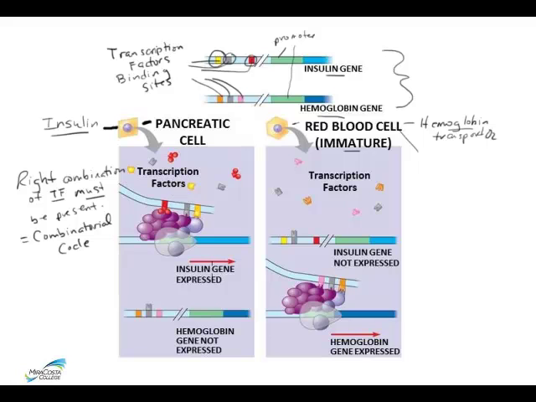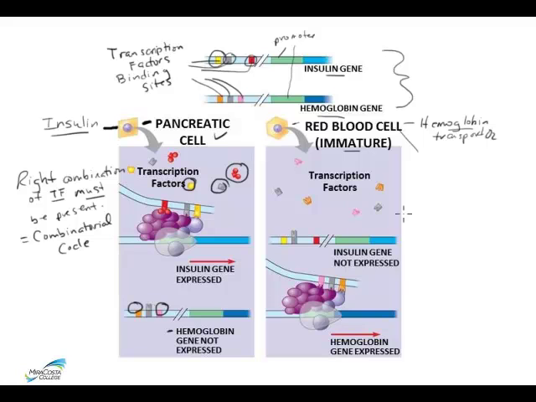So the reason that the insulin gene is expressed in pancreatic cells but not in red blood cells is that in pancreatic cells we have exactly the right combination of transcription factors that bind at those sites and can activate insulin gene expression. However, in pancreatic cells, we do not have the right combination of transcription factors to activate the hemoglobin gene, right? We may have 1 or more transcription factors, but we don't have the entire code, we don't have the entire set, and so that gene doesn't get expressed.